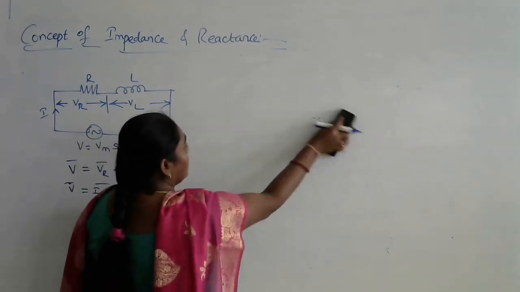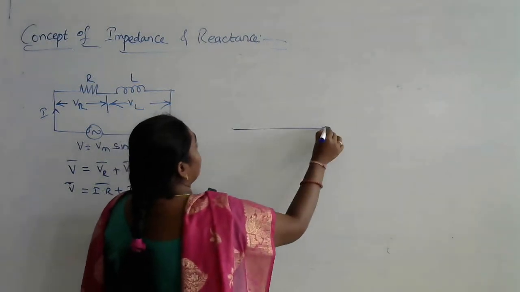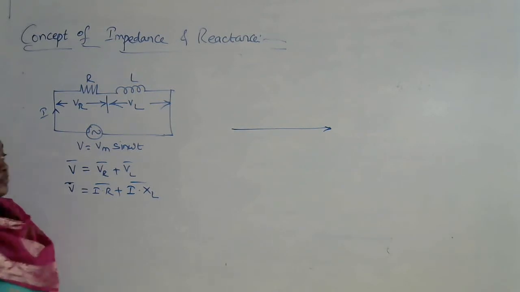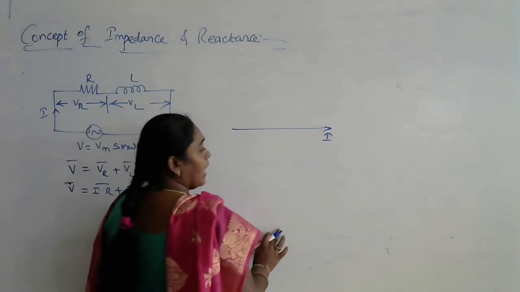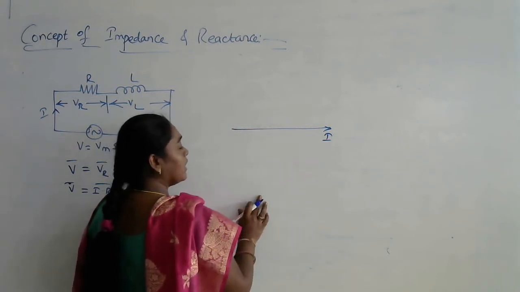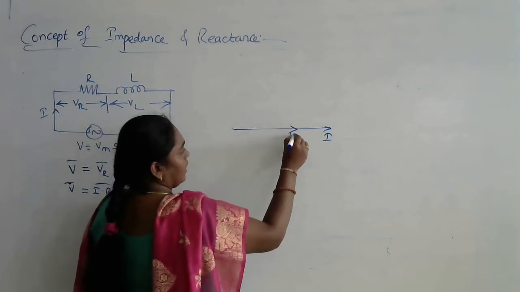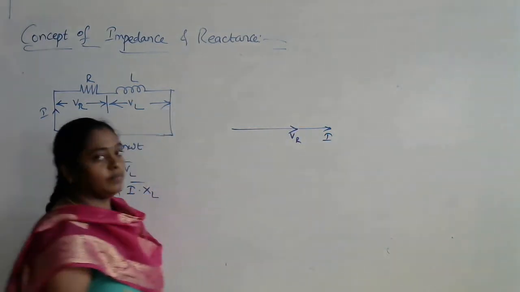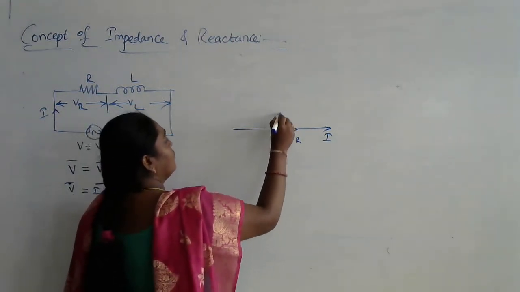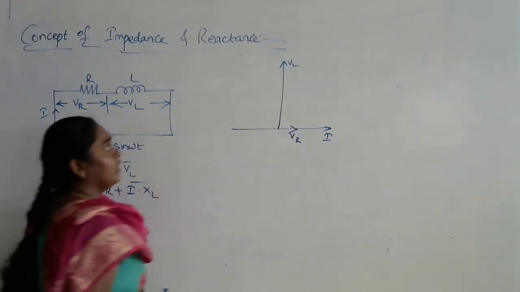Instead of this, what I am doing here is taking the reference axis as the current axis. As we just said, in the case of a resistance, the phase difference between the voltage and current is 0, so the voltage across the resistance is in the same direction as the current. And as we have seen, in the case of an inductance the maximum phase angle is 90 degrees, so this will be our voltage across the inductance.